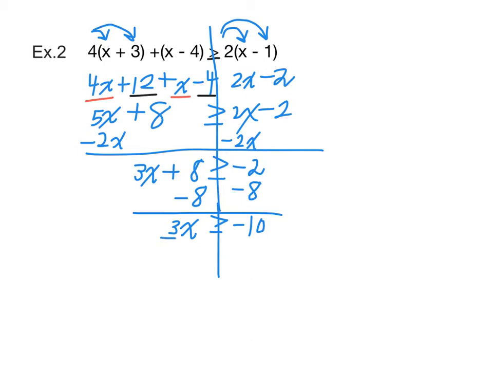And finally, I'm going to divide by 3. Once you do that division, think to yourself, did I multiply or divide by a negative number? In this case, we did not, so the sign stays the same. It's going to be x is greater than or equal to negative 10/3. Formally, this is the solution set of x such that x is greater than or equal to negative 10/3.